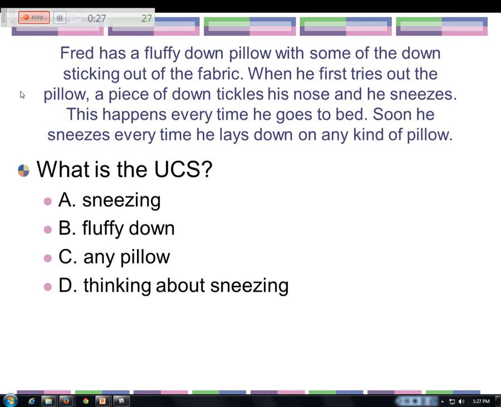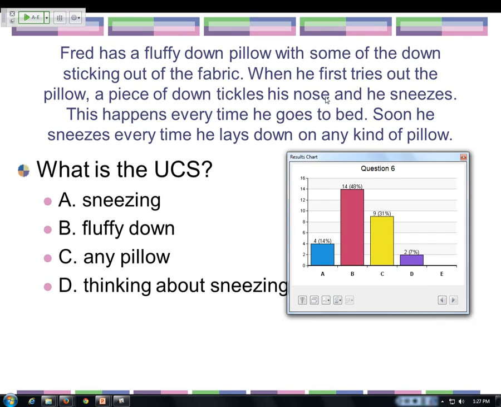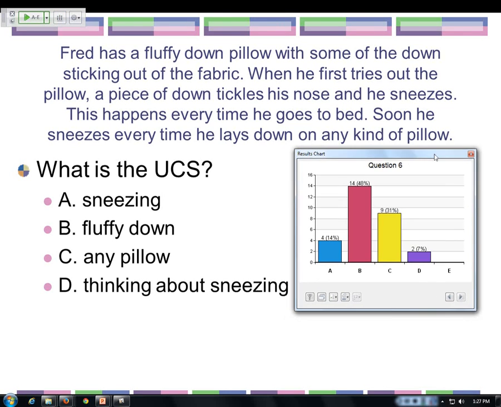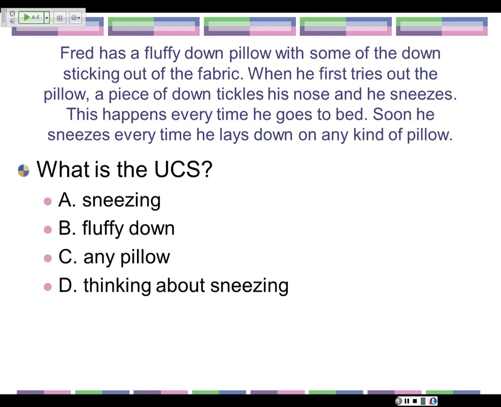Three, two, one. Okay, so some of you are getting it there. All right, so unconditioned means unlearned. It's the thing that's the stimulus, the thing that's happening to him. So it's going to be the fluffy down.